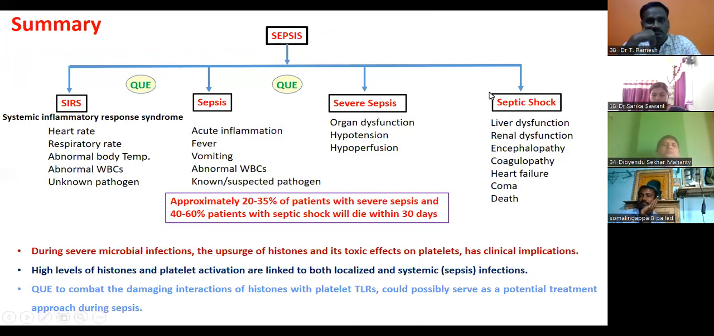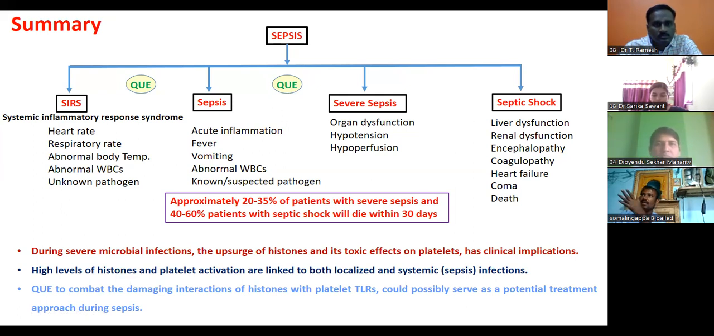Why have we done all these experiments? Because of sepsis. Sepsis is a deadly clinical condition. We can classify sepsis into 4 stages. One is SIRS, that is systemic inflammatory response syndrome. The second one is sepsis. The third stage is severe sepsis. The fourth stage is septic shock.